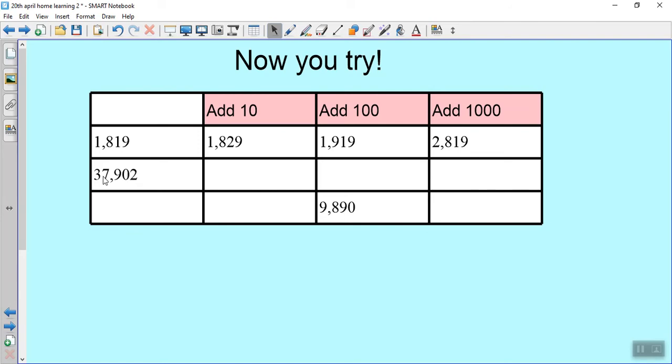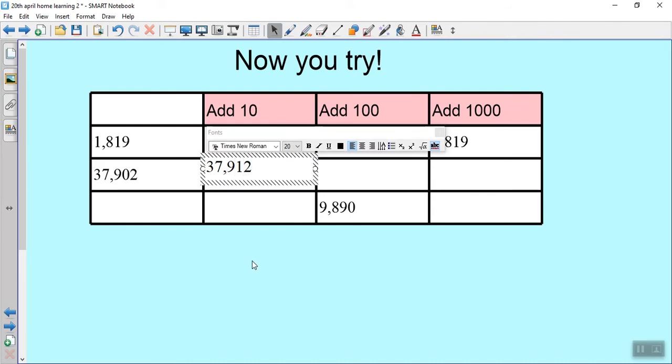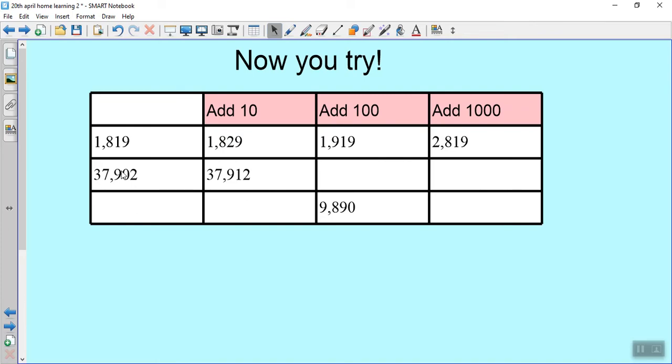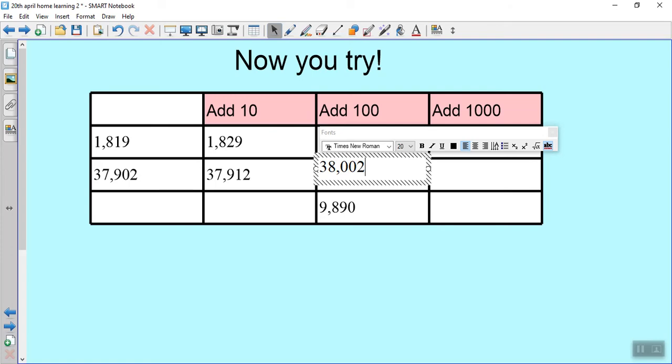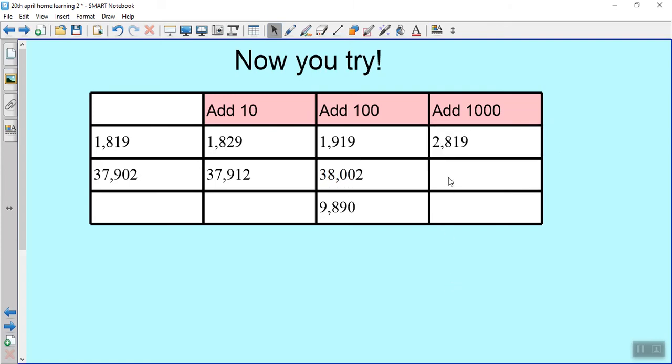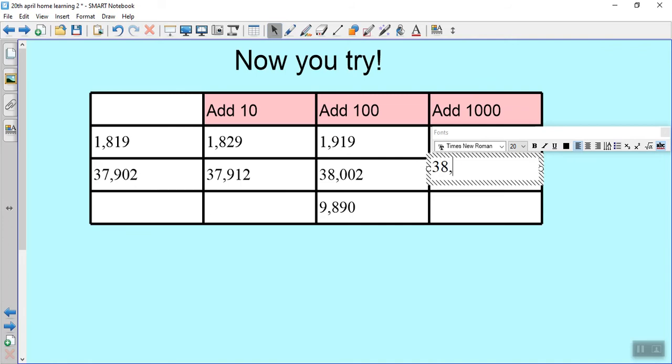Okay, moving on. I've got 37,902, add 10. This is my tens column. I'm going to put 1 more in there. 37,912. I need to add 100 now. This is my hundreds column. If I have another 100 in there, it's going to make 10 hundreds, and that's the same as 1,000. I'm going to have to put 1 more in the thousands column. It's going to be 38,002. And then 1,000 more. This is my thousands column. I need 1 more in the thousands column. 38,902.